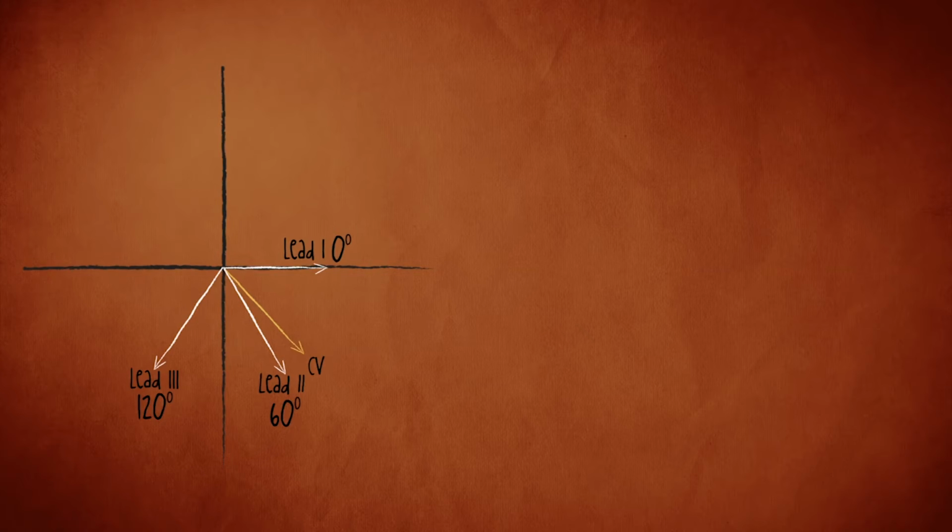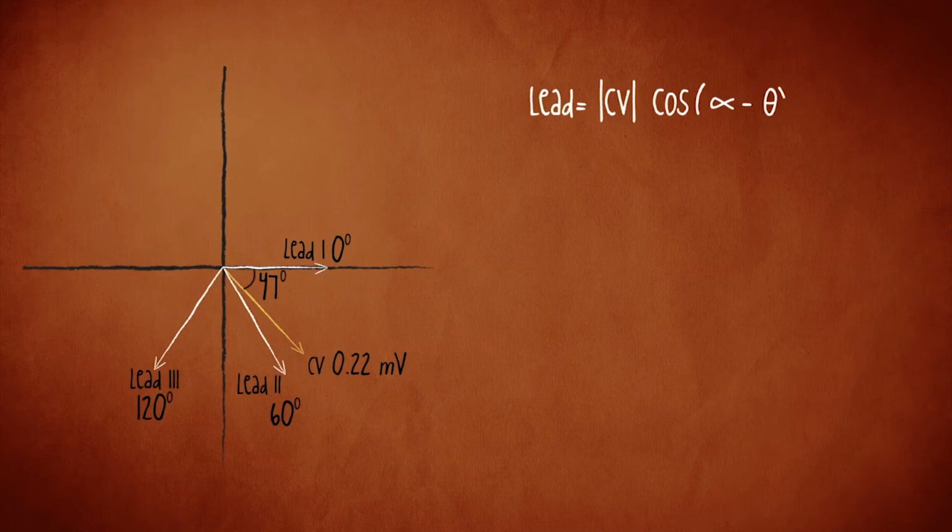In this example, we have a cardiac vector of 0.22 millivolts occurring at an angle of 47 degrees, and we need to calculate the resulting ECG recordings at leads 1, 2, and 3. To calculate each of the leads, we use the equation: lead equals cardiac vector times cos(alpha minus theta), where alpha is the angle of the lead vector and theta is the angle of the cardiac vector.